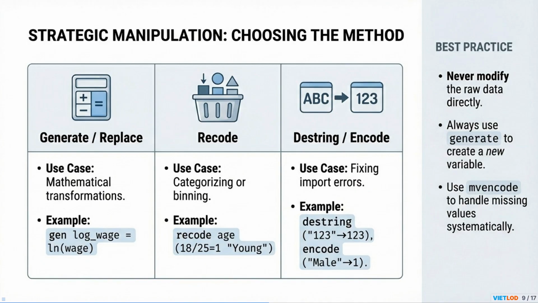Destring and encode are essential for fixing import errors. Destring converts a numeric string like 123 into a numeric type, while encode converts a text string like male into a numeric type with an attached value label.